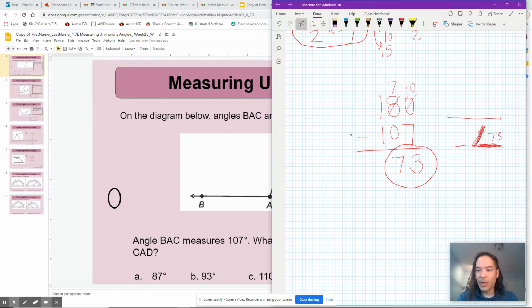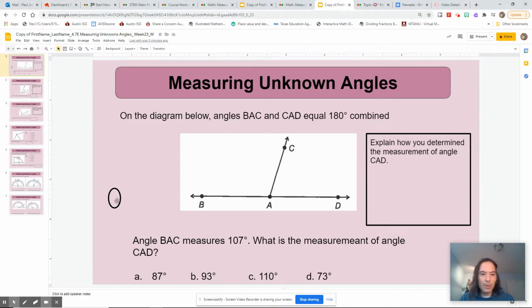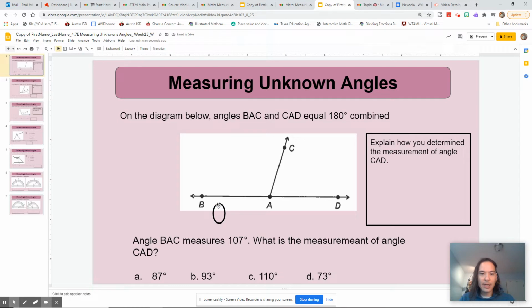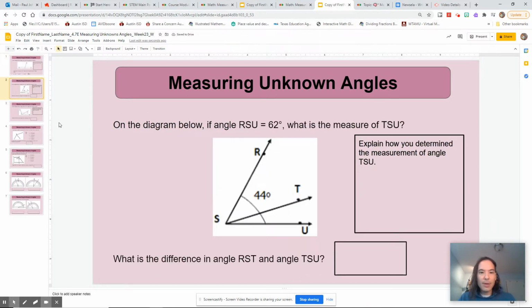is 73 degrees because 73 plus 107 equals 180. If I add these two things together again to check my work, it does add back up to 180. So we have a 73-degree angle. I had to double check my work because it was like, wait, was it 93 or 73? So I'm going to circle D, 73 degrees. All right, and then going to the next one.